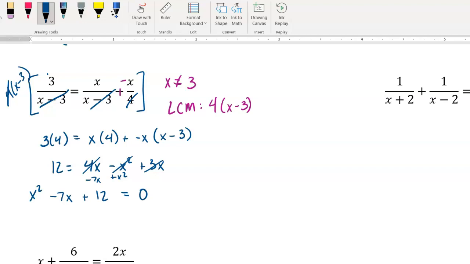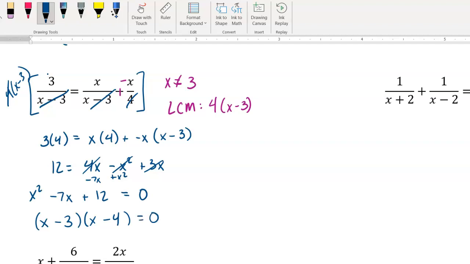So again, always try to get your x squareds to be positive, because that makes it easier. So now we have x squared minus 7x plus 12 equals 0. All right, so let's go ahead and get this in factored form. What two numbers multiply together to be 12 that add together to be negative 7? Well, that would be a negative 3 and a negative 4, because negative 3 times negative 4 is positive 12, and negative 3 plus negative 4 is negative 7.